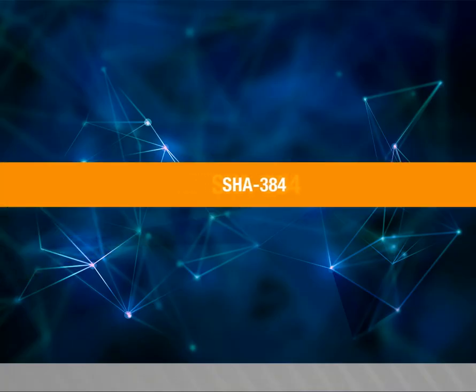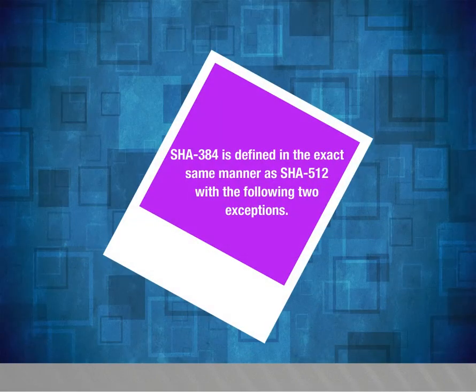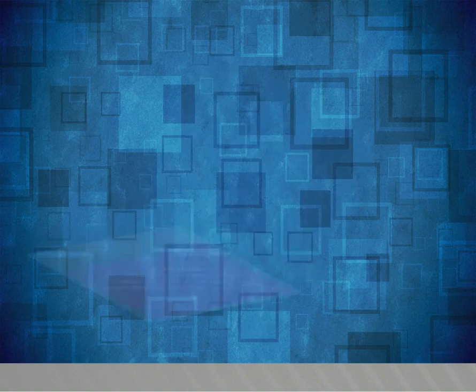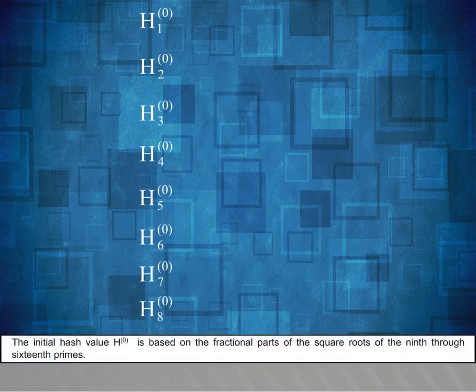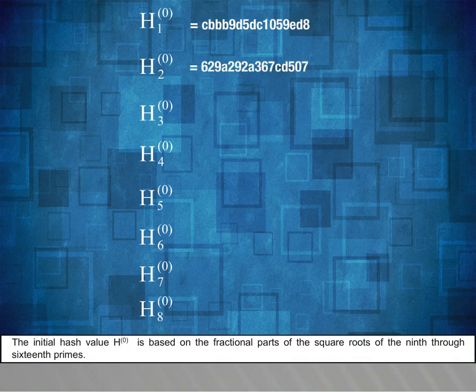SHA-384. In this animation, we are going to learn about SHA-384. SHA-384 is defined in the exact same manner as SHA-512 with the following two exceptions. The initial hash value h^0 is based on the fractional parts of the square roots of the 9th through 16th primes. h1^0 is equal to CBBB 9D5D C105 9ED8. h2^0 is equal to 629A 292A 367C D507.